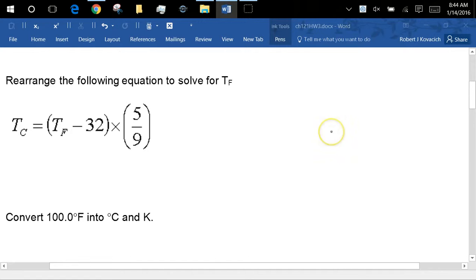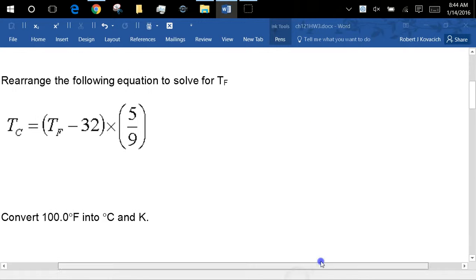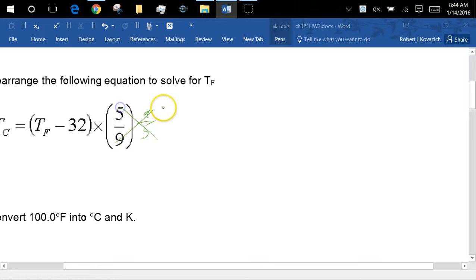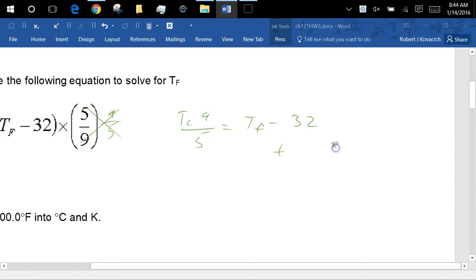So we want to solve for temperature Fahrenheit. Multiply both sides by 9, divide both sides by 5. So 9/5, and then 9/5 over here. So I'll have temperature Celsius times 9 divided by 5, and that equals temperature Fahrenheit minus 32. So then I'll just add 32, and then add 32 over here. So I'll get temperature Fahrenheit is equal to temperature Celsius times 9 divided by 5 plus 32. All right.